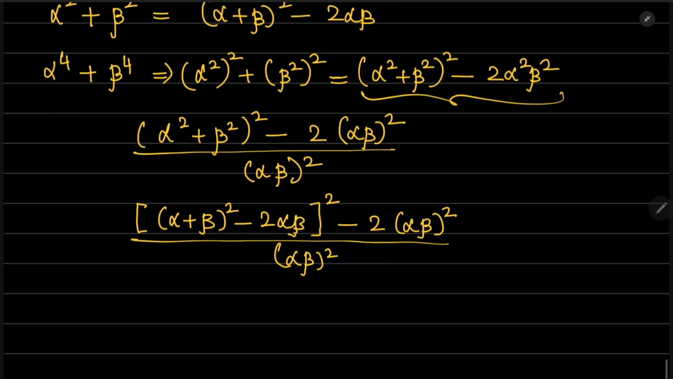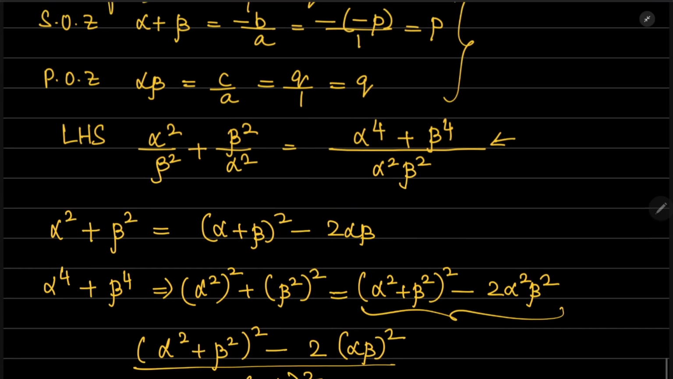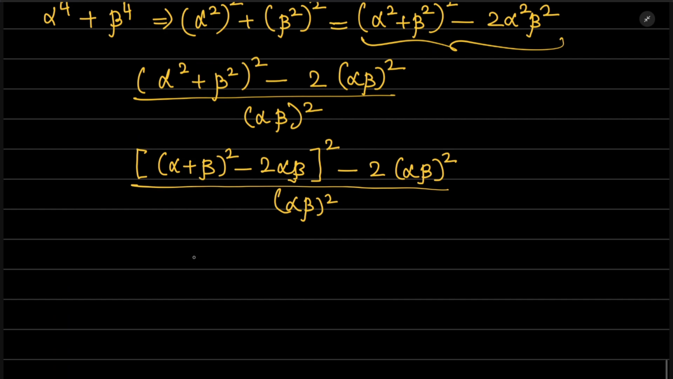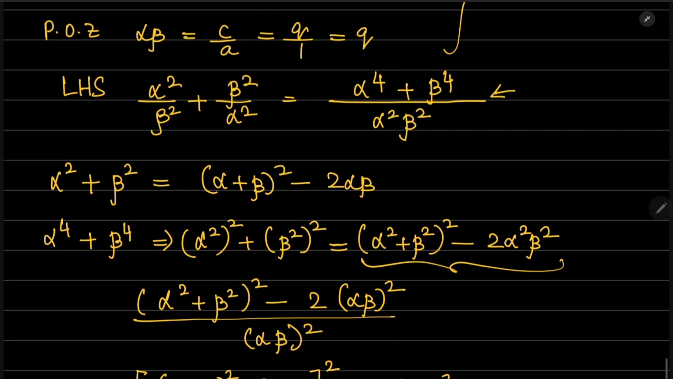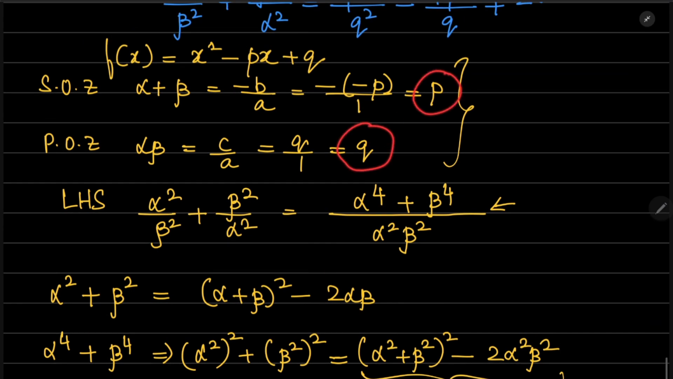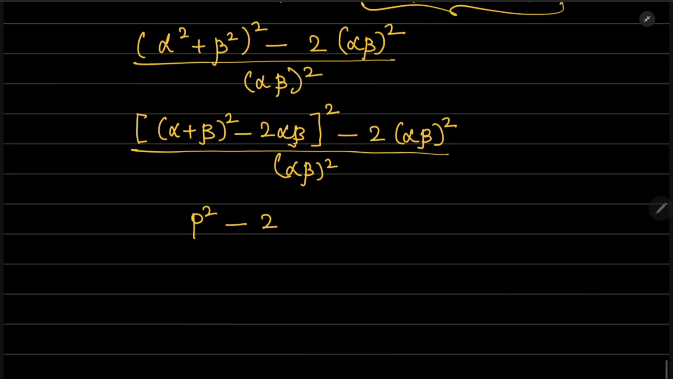Now see, every term in the numerator is converted in terms of sum and product. Now let us replace the values. What is alpha plus beta? It's p. So p square minus 2. What is alpha beta value? Look here. Sum is p, product is q. So the product is q. The whole square minus 2q square, divided by q square.